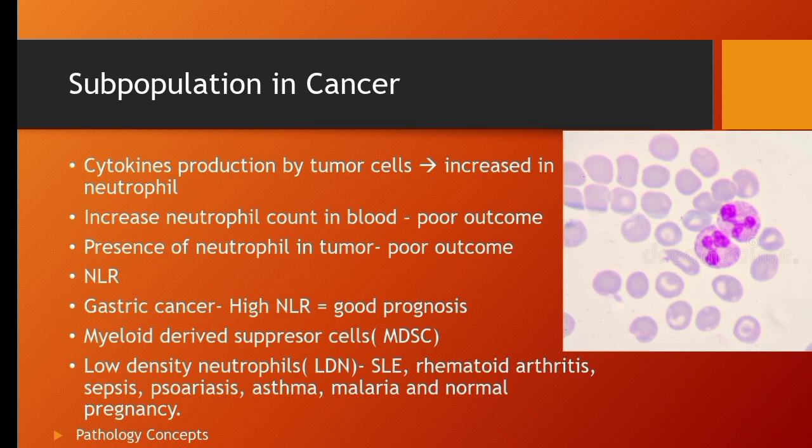The presence of neutrophil in the tumor itself is an indicator of the poor outcome. So for the prognosis of the cancer, NLR, neutrophil lymphocyte ratio, is important. However, the high NLR is not associated with the poor outcome in all types of cancers. Example is in the gastric cancer. High NLR is associated with a good prognosis.